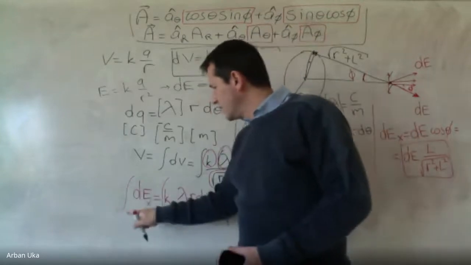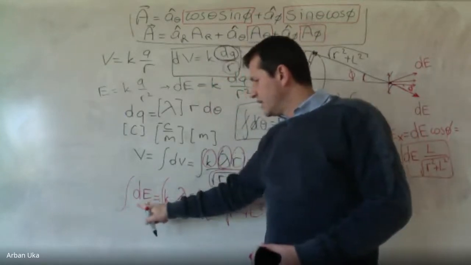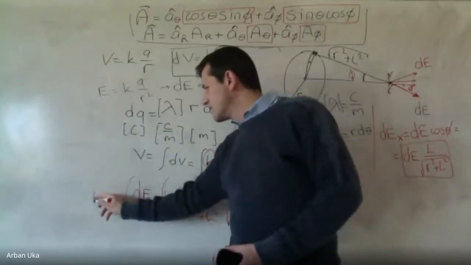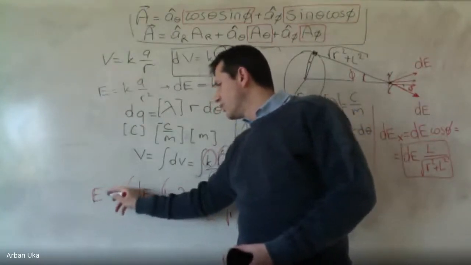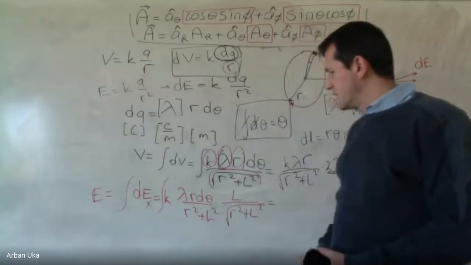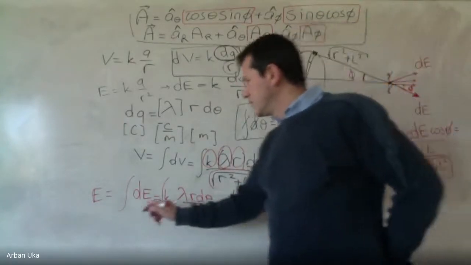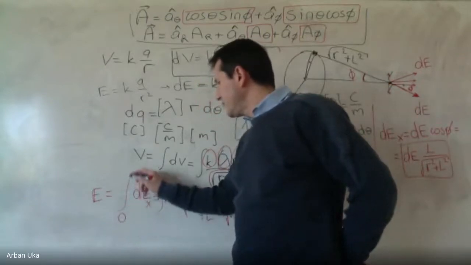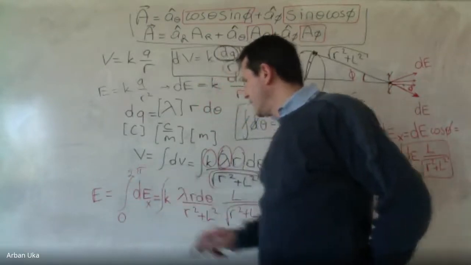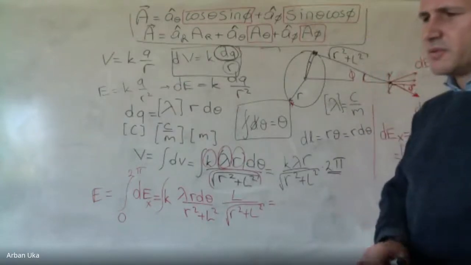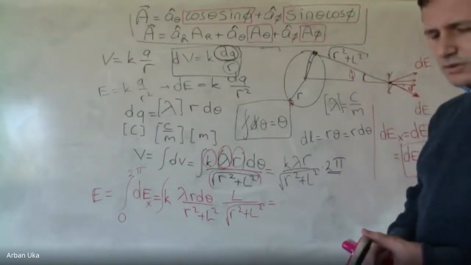If we integrate, the integral sign is the inverse function of the differential, so this means that this is equal to E. So the overall E is this, but we have to integrate over d theta, which means that here we have 0 to 2 pi. And then help me to identify the terms that are constants, that we can take out of the integral.